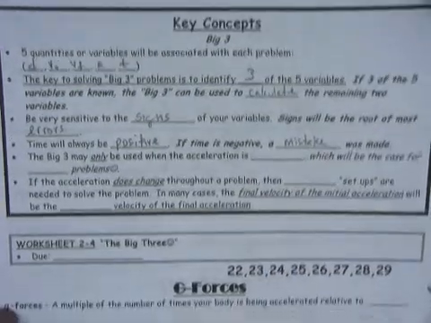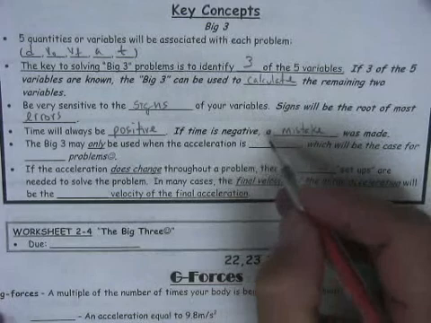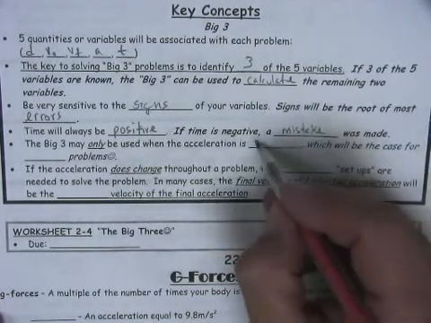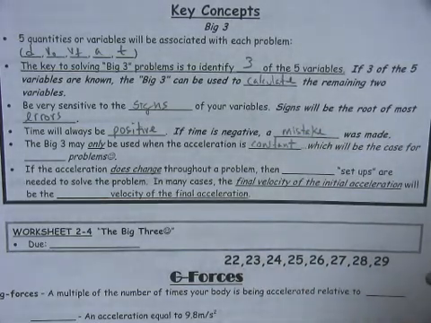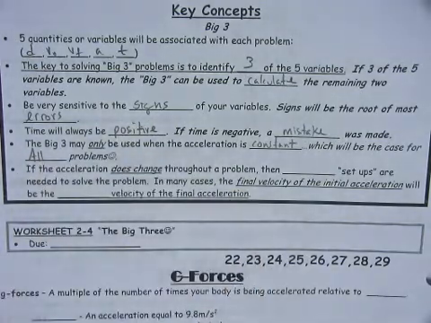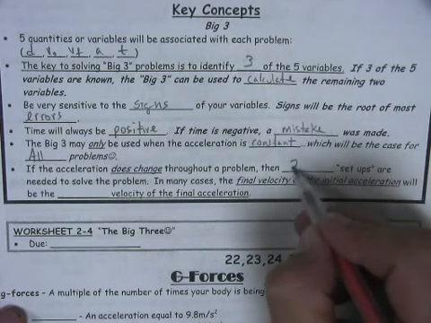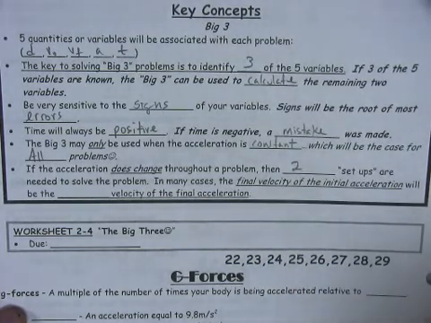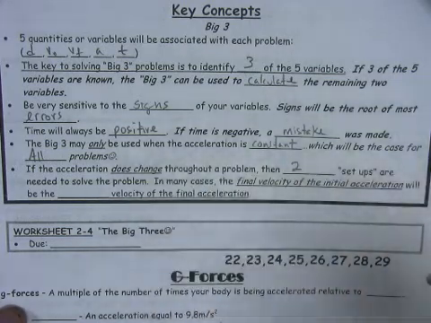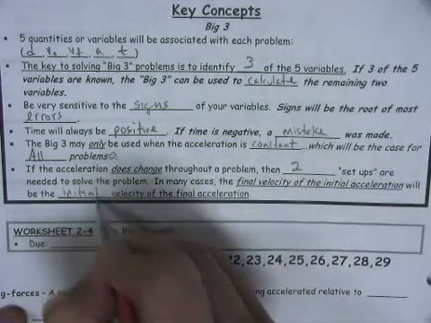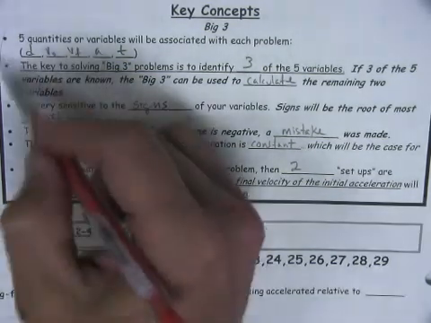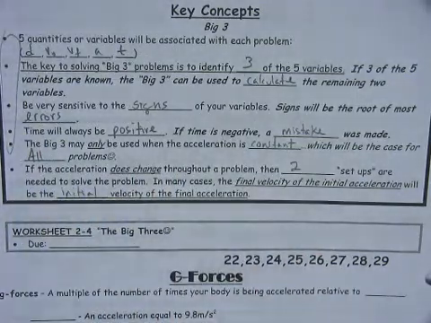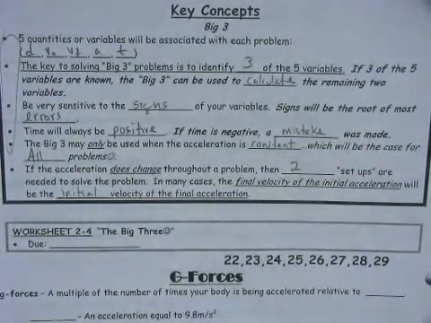If time is negative, then a mistake was made. The big 3 may only be used when the acceleration is constant, which means it will always be the same, which will be the case for pretty much all the problems that we work with. If the acceleration does change in the problem, then two setups are needed to solve the problem. In many cases, the final velocity of the initial acceleration will be the initial velocity of the final acceleration, and we'll help you with that as we go along. So, big thing right now is the first 6 there, and that last bullet point we'll work through as we work through some problems in the problem set. There it is.